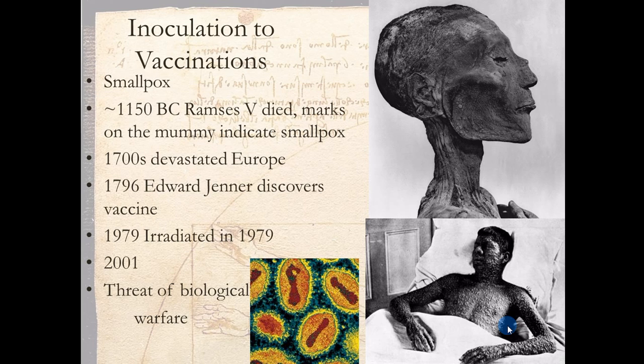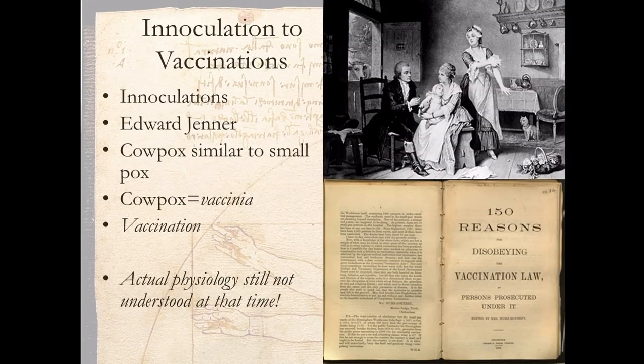So what he did is he started extracting the cowpox pustule fluid and then injecting that into people, and they called it a vaccine. So the name vaccine actually came from the name cow. So cowpox was vaccinia. So to vaccinate someone was to give them this sample of cowpox.